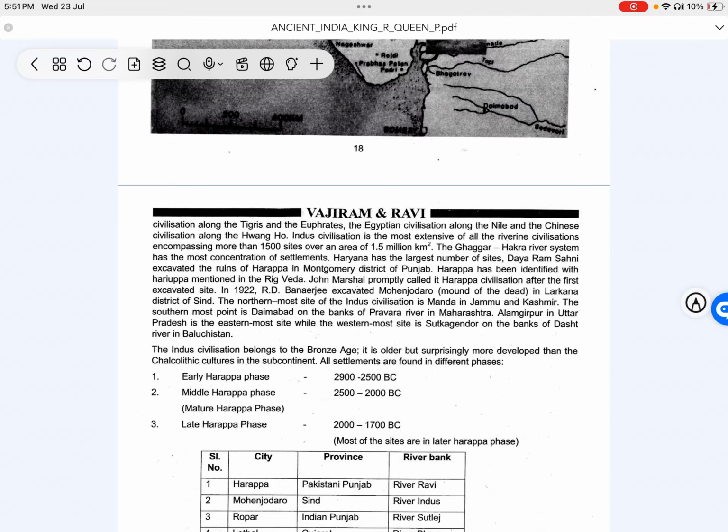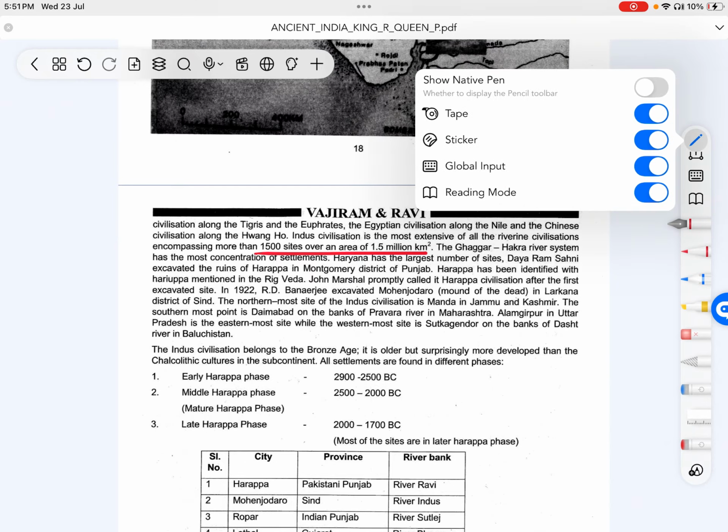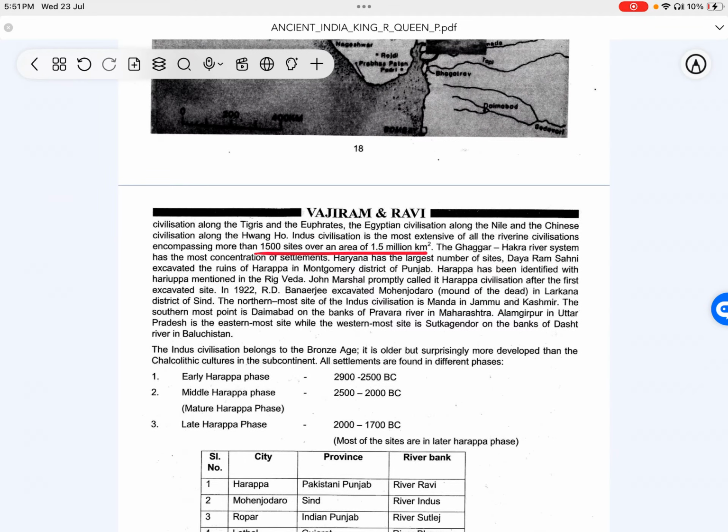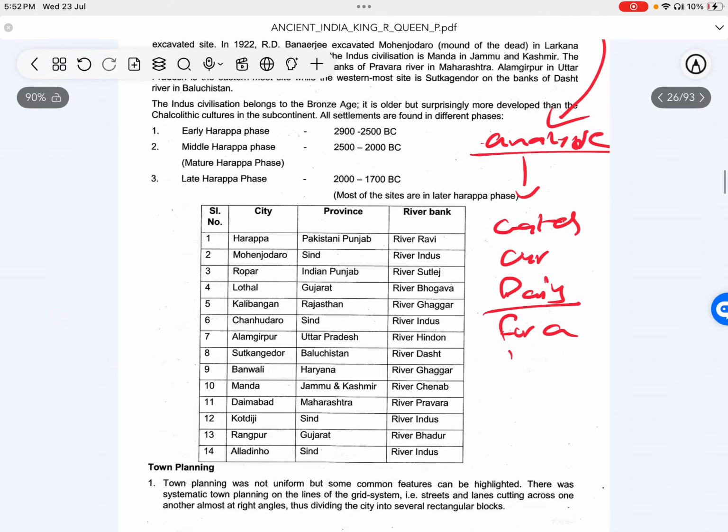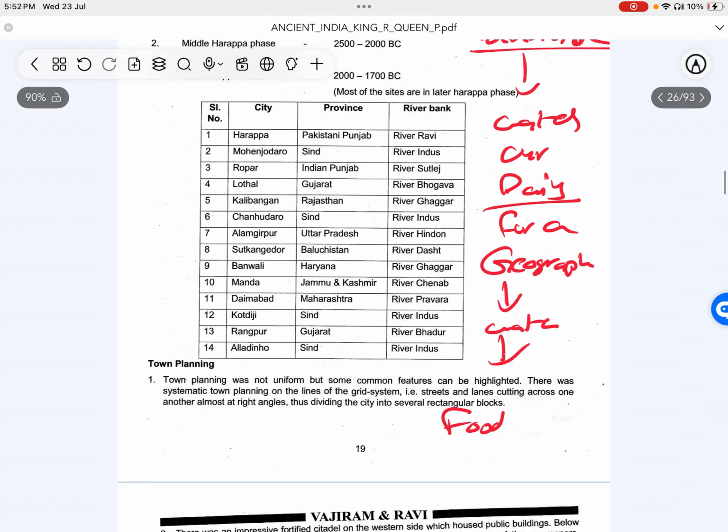1500 sites over 1.5 million square kilometers. The Ghaggar-Hakra river system has the most concentration of settlements. This type of analysis is important because water serves daily needs, and for a geographical settlement, water is very important for food security, because plants need water.